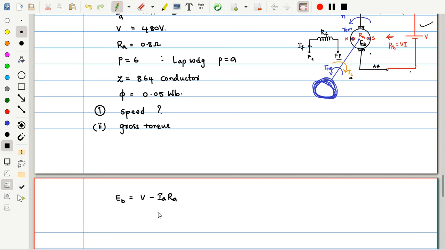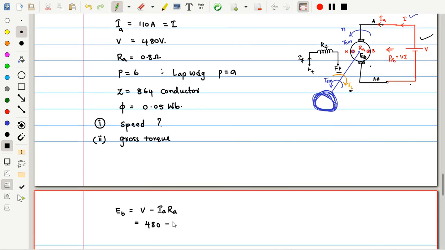You should carefully write this expression by using KVL. So the applied voltage is how much? 480 minus IA. What is the IA? IA is 110, into RA. Once you simplify this, just cross check what answer you get. Armature resistance is 0.8, or okay, this is given as 0.2, sorry, 0.2. If this is 0.2, just cross verify if I am wrong, so this is 458 volts.